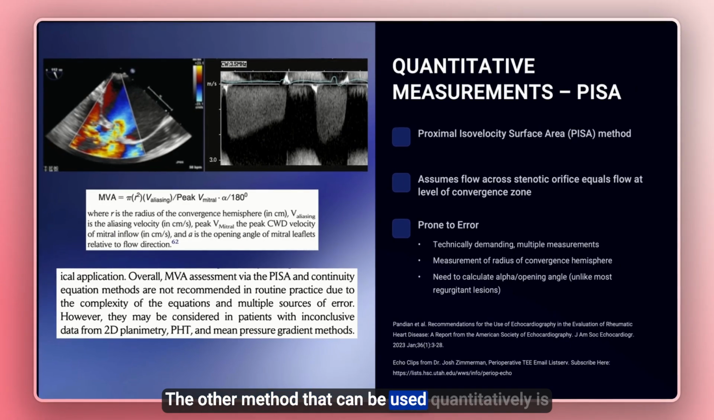The other method that can be used quantitatively is PISA, or proximal isovelocity surface area method. This is important to learn for echo boards and just to know if you're still learning echo, but I personally don't use this in any of my mitral stenosis severity assessments because there's so many measurements that I think it makes this method prone to error, and there's other better tools to be used. However, I'll still walk you through at least some of the things that you have to know.